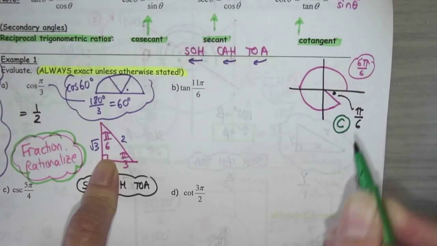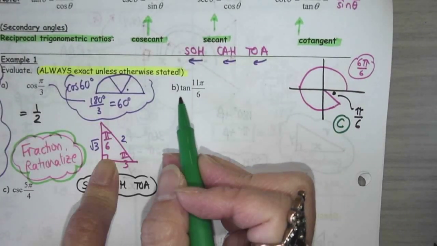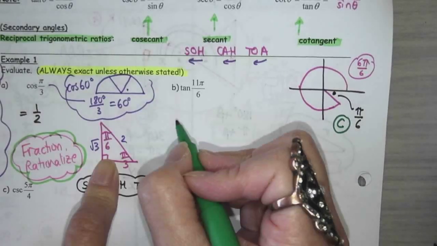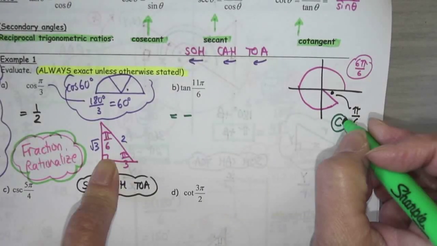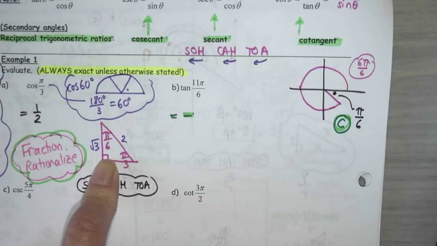C. Is this cos? No. So it has to be negative right away there. Right away I put the negative. I'm going, oh yeah, you're not going to take that negative mark away from me. I'm putting it right there.